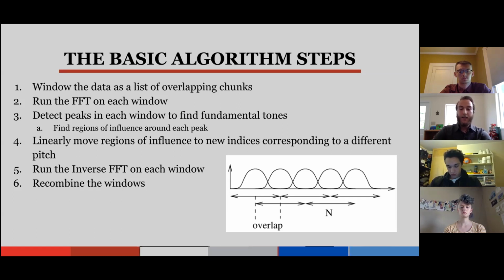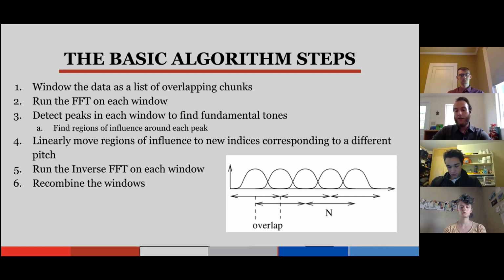So then step 2, we've got our list of lists of windows. And so we can take the FFT of each window. And so we get transformed from the time domain. Now we're in the frequency domain. And then step 3. So now that we're in the frequency domain, we want to find out what are the fundamental tones at those distinct times that the windows correspond to. So we do this by detecting the peaks for each window.